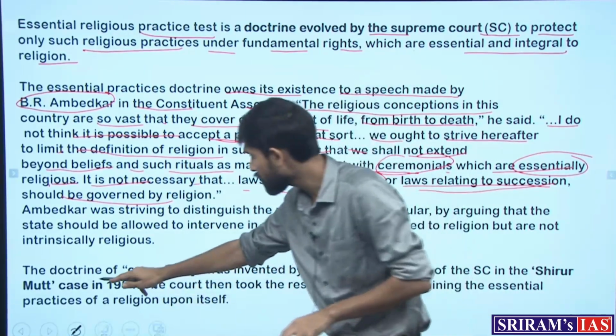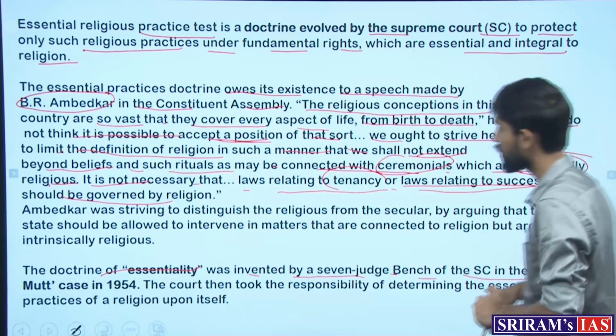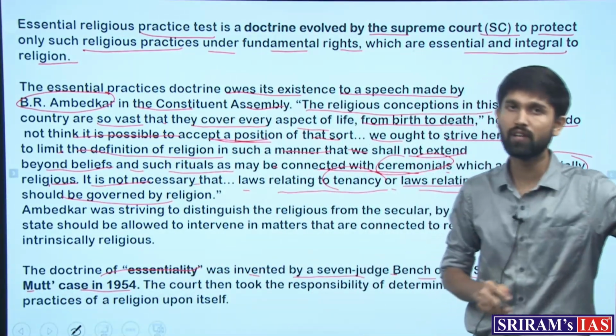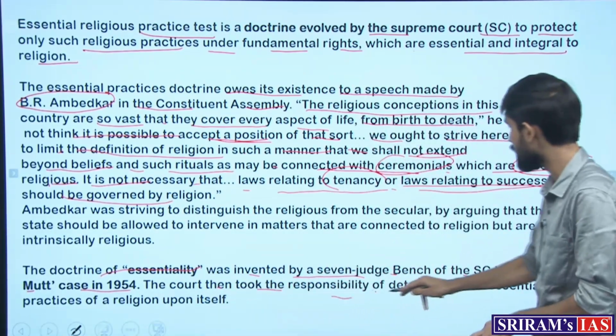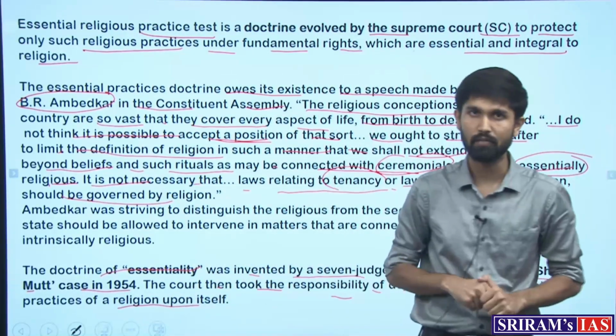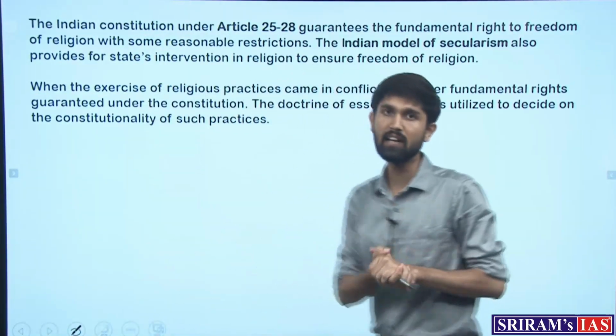So, this doctrine of essentiality was invented by a 7-judge bench of the Supreme Court in the Shirur Mutt case in 1954. This is the first time the Supreme Court came up with this doctrine. It then took the responsibility of determining the essential practices of a religion upon itself. This was from where the journey of the essential practices doctrine in India started.